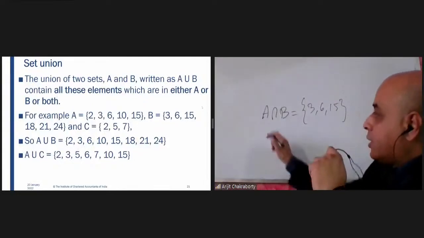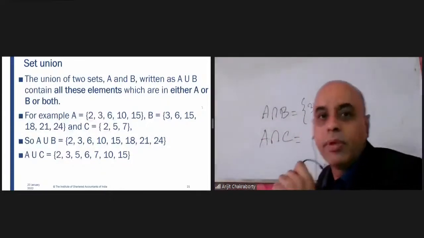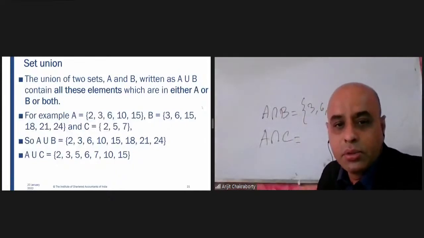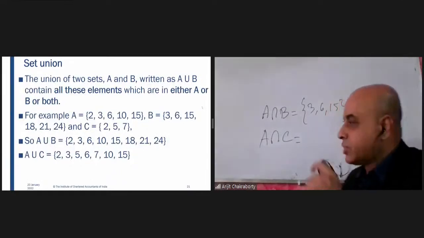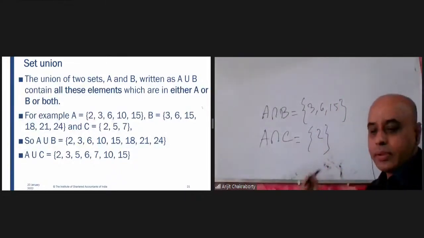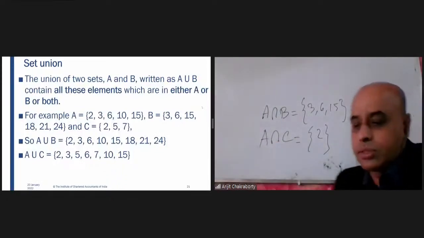So this is done, and now we go to A intersection C. That means the common elements in both A and C. If you look at set A and set C, I think you will get only one number which is common in both set A and C, and that is 2. So this is the answer of A intersection B and A intersection C.